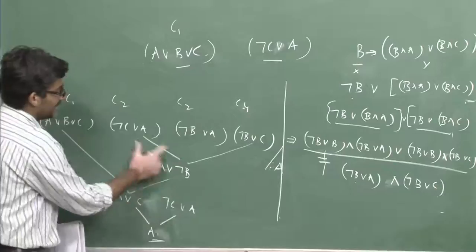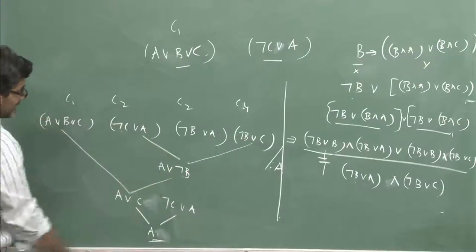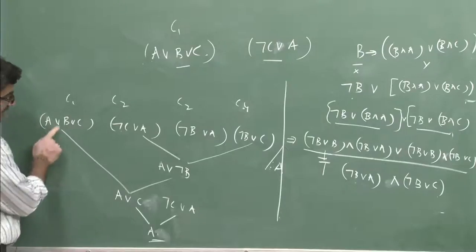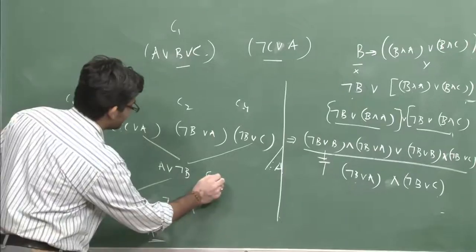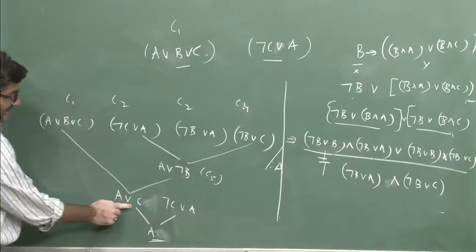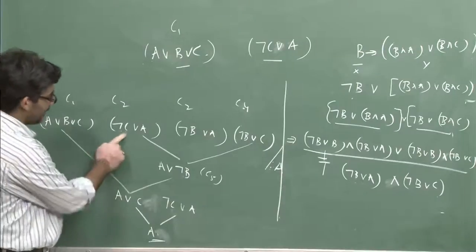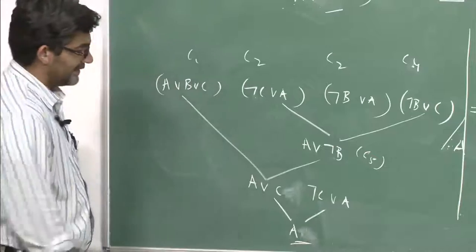That means this is a logical consequence of these two clauses, C2 and C4. We got A or not B, and again applying C1, let us say this is C5. Resolution on C1 and C5, we got A or not A or C, and we already have this particular kind of thing, not C or A. So that is what is already there.